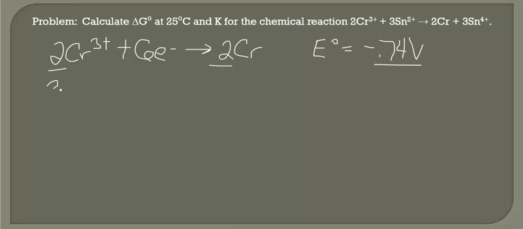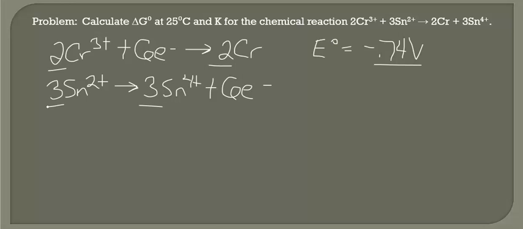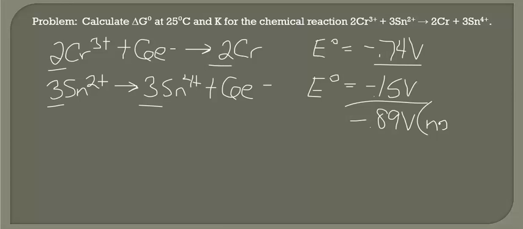And then my other half reaction looks like this. This half reaction was multiplied by 3, but the standard cell potential was not. Negative 0.15. When I add these together, the overall reaction has a standard cell potential of negative 0.89 volts. Since the standard cell potential is negative, this is a non-spontaneous reaction.